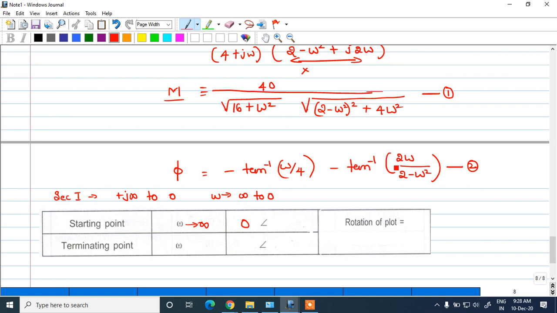Whereas tan inverse of, this is a second order equation. So remember, a quadratic factor contributes an angle of 180 degree as omega is infinity. For a quadratic factor, when you substitute omega as infinity, it contributes an angle of 180 degree. And it will contribute 0 when you substitute 0, that is 0 degree. Okay, remember this angle so that you can directly substitute that.